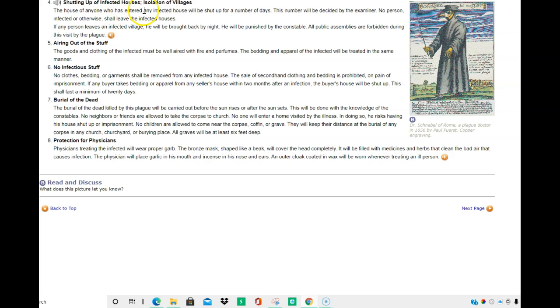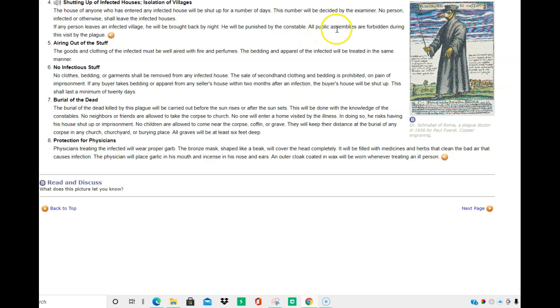Shutting up of infected houses. Number 4, isolation of villages. The house of anyone who has entered any infected house will be shut up for a number of days. This number will be decided by the examiner. No person, infected or otherwise, shall leave the infected houses. If any person leaves an infected village, he will be brought back by night. He will be punished by the constable.